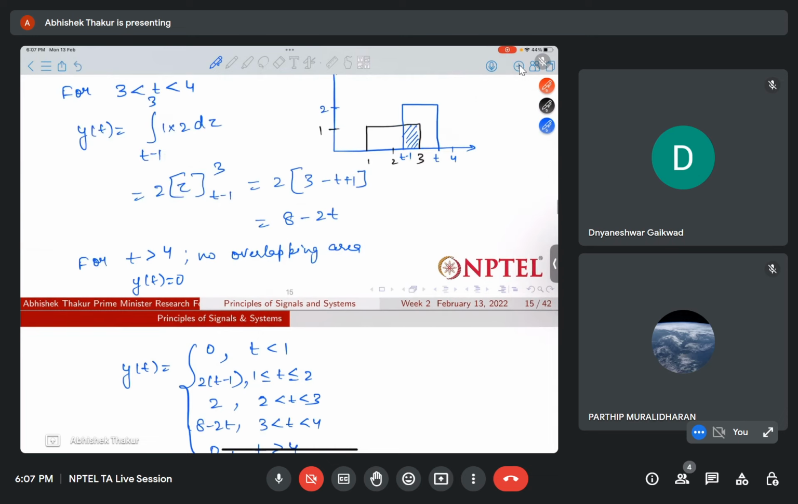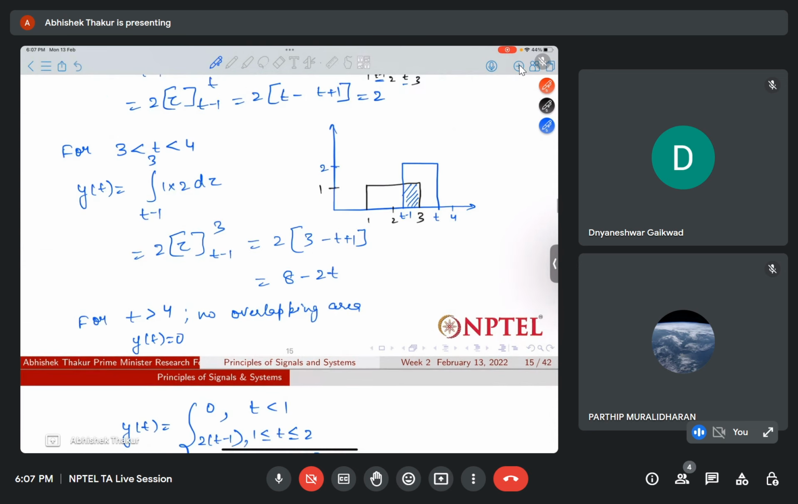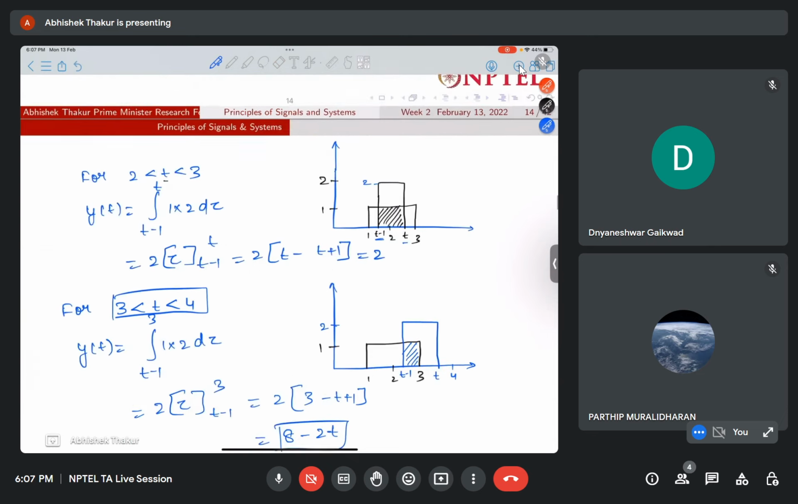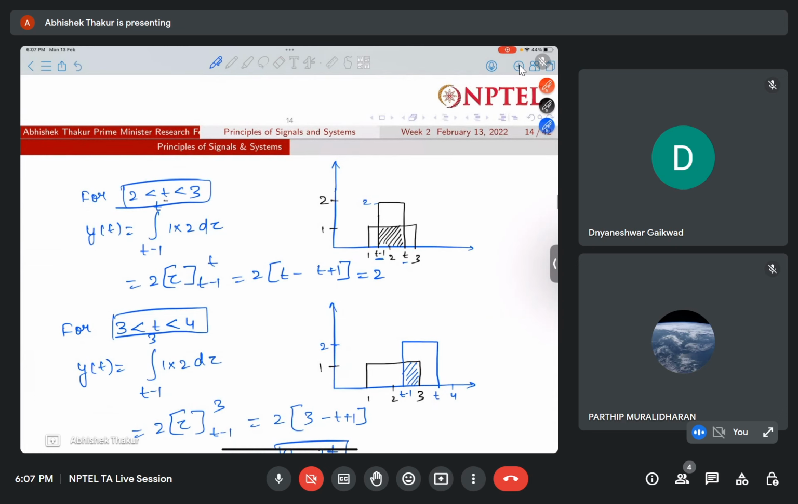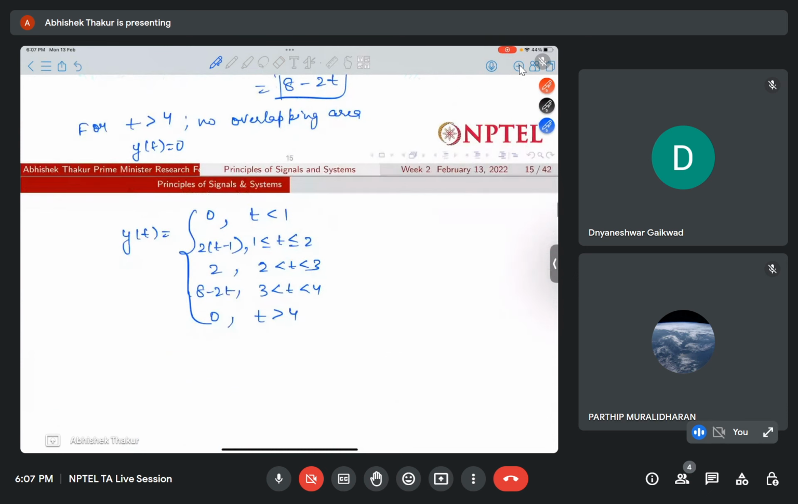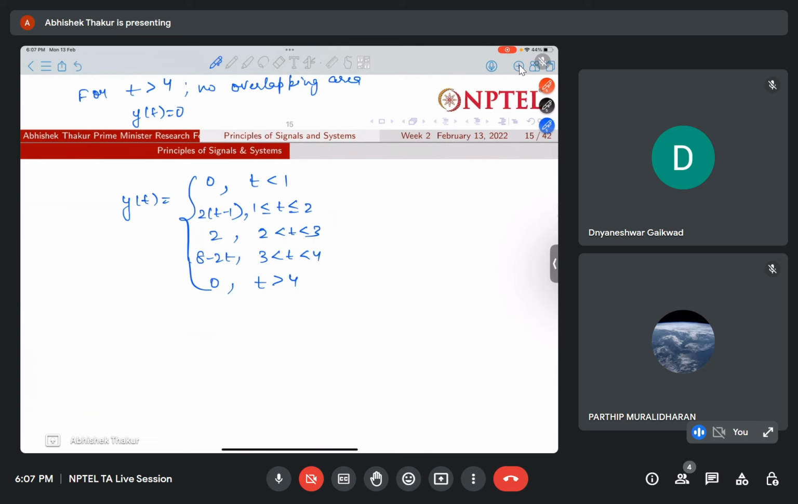Here you can see for t between 3 to 4 our value is 8 minus 2t, and for t between 2 to 3 our value is equal to 2. Understood? So this is the convolution using the graphical method, and in future we will solve using the analytical method also. So just one more example I am giving. This is just for your homework. You can try this.